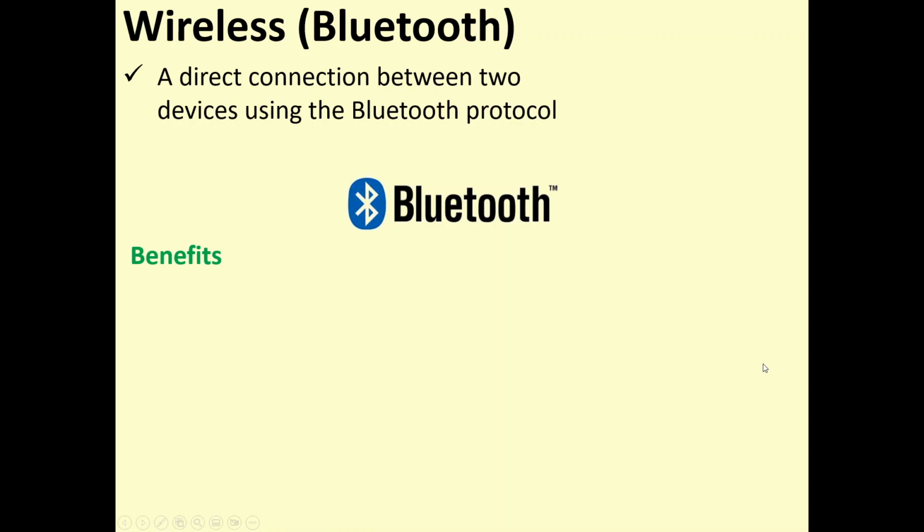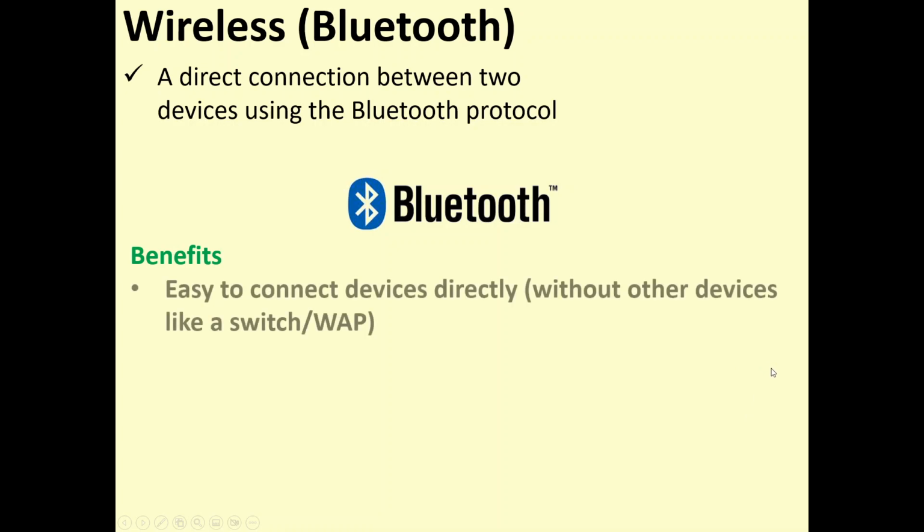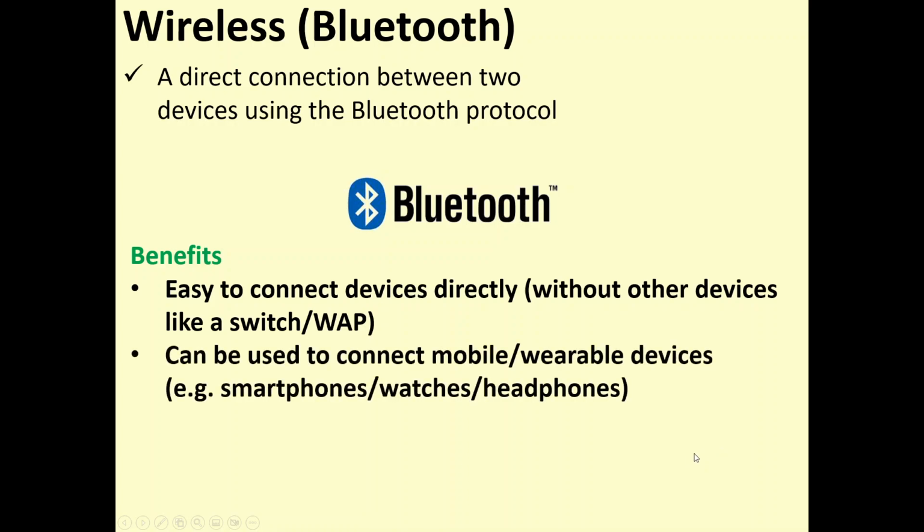Between two devices, Bluetooth. What are the good things? What are the strengths of Bluetooth? It's easy to connect directly. You don't need any wires. You can directly connect. You don't need any switches or network interface cards. You can just connect directly with any other device that supports Bluetooth. It can be used to connect a mobile to things like wearable devices, smartphones, watches, headphones, etc.